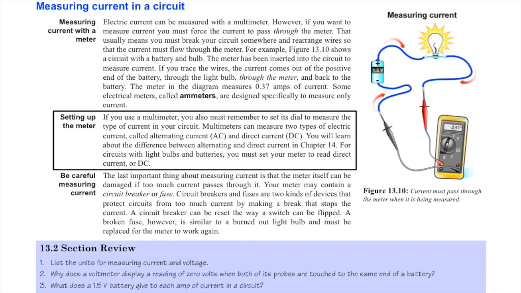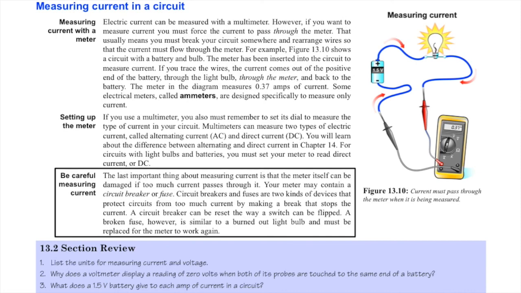Setting up the meter. If you use a multimeter, you also must remember to set its dial to measure the type of current in your circuit. Multimeters can measure two types of electric current, called alternating current and direct current. You will learn about the differences between alternating and direct current in Chapter 14. For circuits with light bulbs and batteries, you must set your meter to read direct current, or DC.